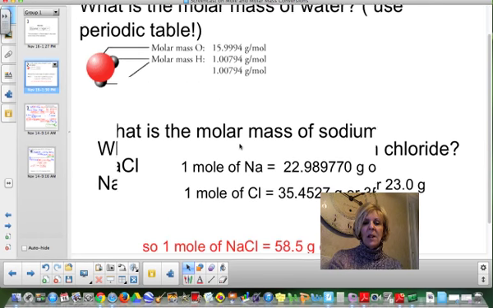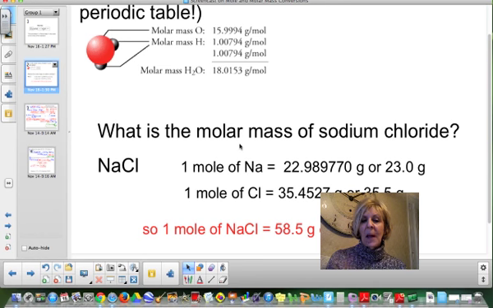Okay, so here's another example. What is the molar mass of sodium chloride? In my class, you have to know how to write the formula. This is something called nomenclature.